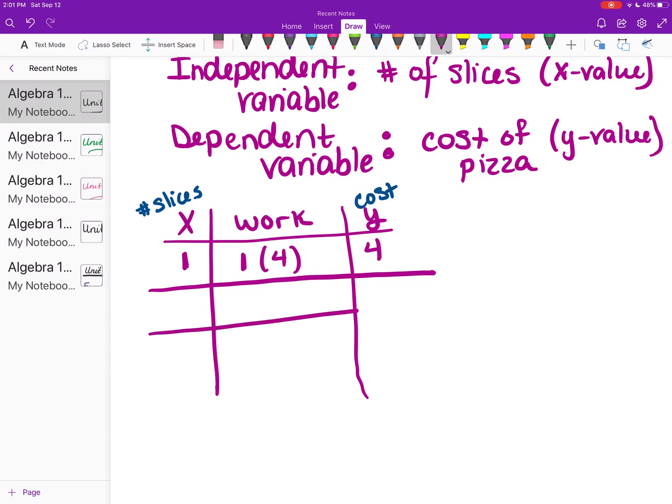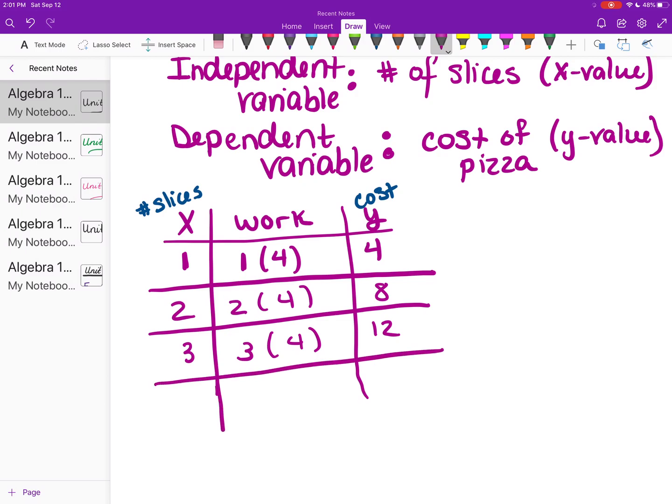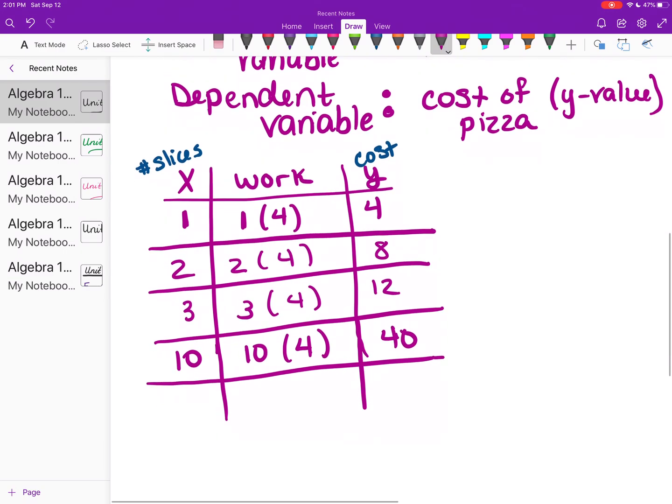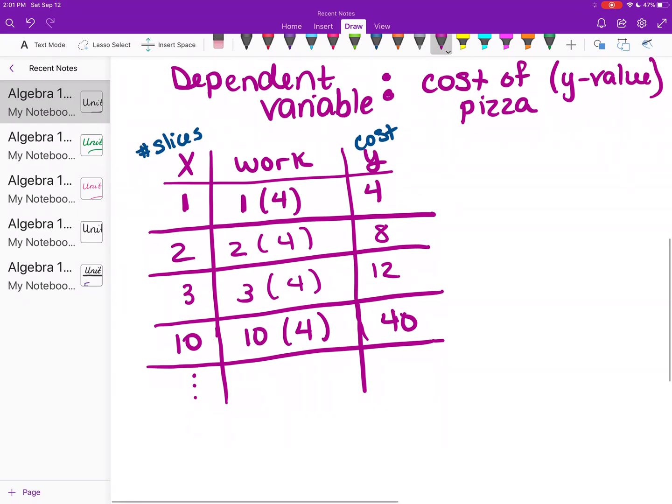Okay, so what if I need 2 pieces of pizza? Okay, that's $8. Well, that's all well and good. I could keep counting 3 pieces, and you probably figured out if we just add 4 each time, we're going to get our answer. But what happens if I just want to skip? And I say, well, I know I have friends with me. I want to buy 10 pieces. Then what happens? Well, it's still 10 pieces times $4, and that's going to be $40. So that could continue, right? We could continue doing that up to 100 pieces.